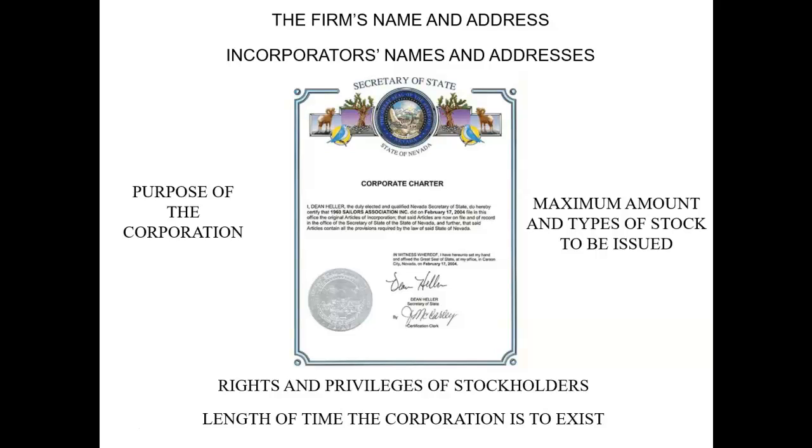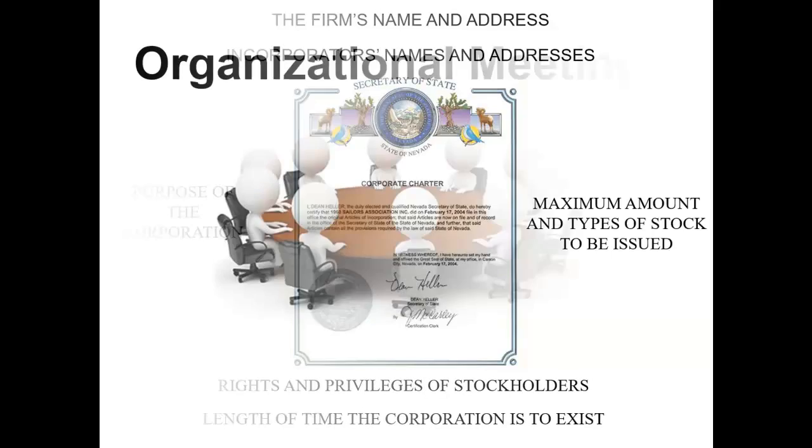And it usually includes some of the following: the firm's name and address, obviously. The incorporators' names and addresses, the purpose of that corporation that's being incorporated, the maximum amount and types of stock that may be issued by the corporation to the public, rights and privileges of its stockholders, as well as the length of time the corporation may exist. Make sure that if you're ever working on one of these, you include at a minimum each of these pieces of information.